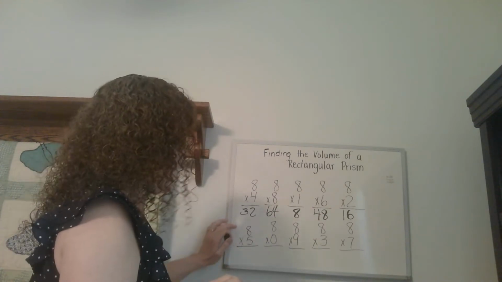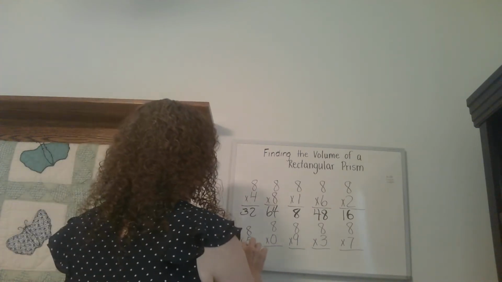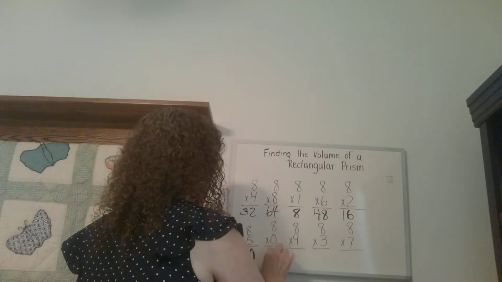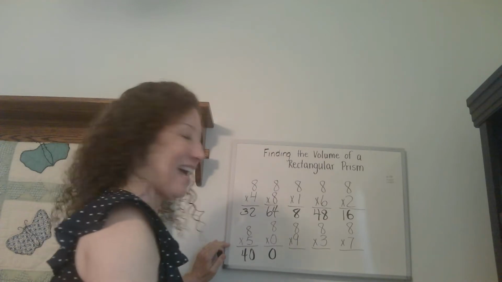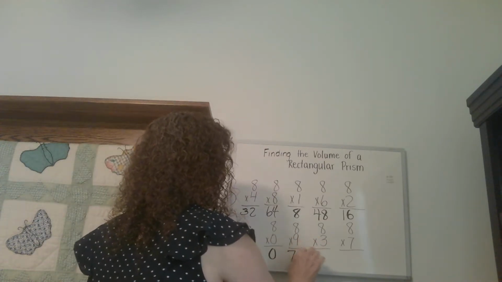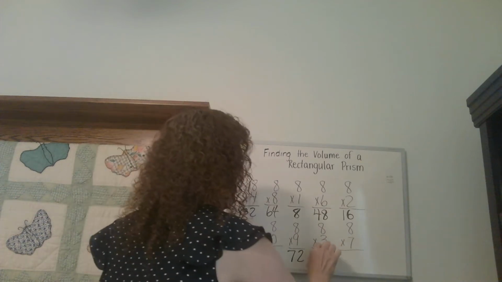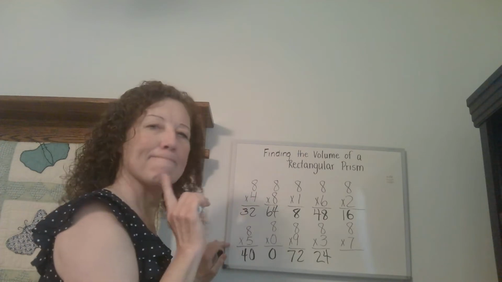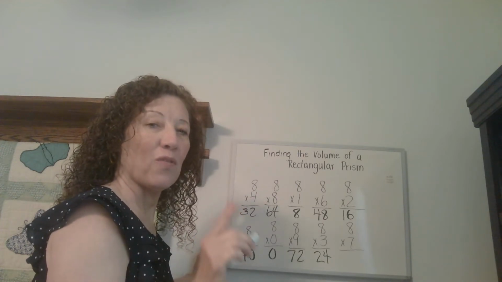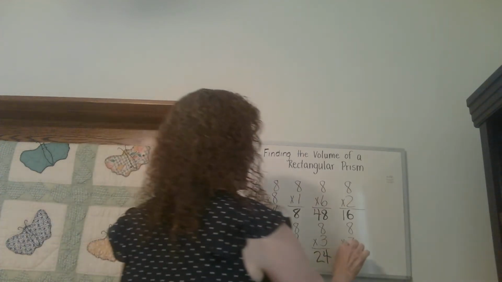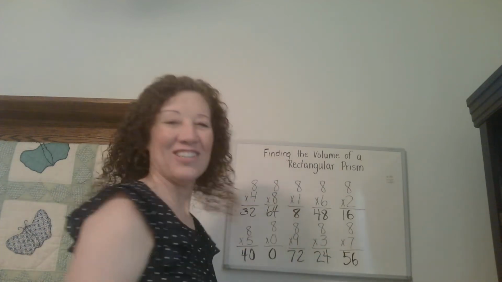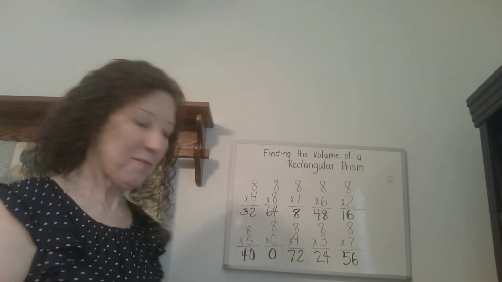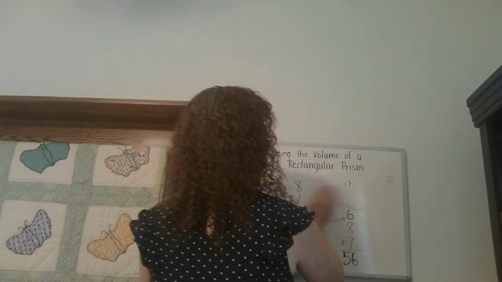Alright, let's do 8 times 5, which is 40. 8 times 0, which is 0. 8 times 9, which is 72. 8 times 3, 24. And 8 times 7, I know that 7 times 7 is 49, so one more 7 would be 56. How'd you do? Good job. Okay, I'm going to let you finish that side by yourself. I'm going to erase these.